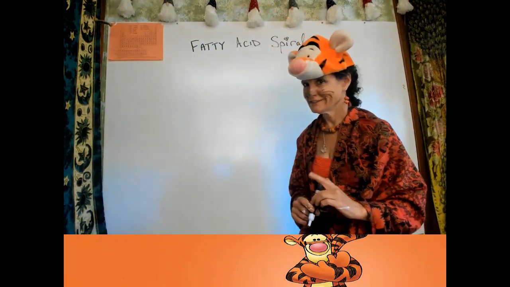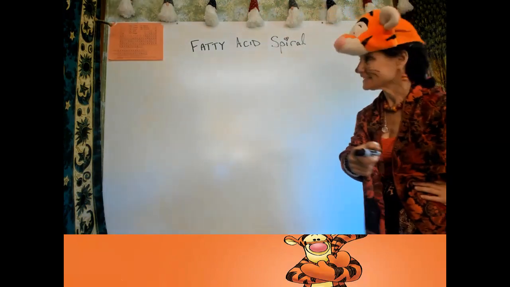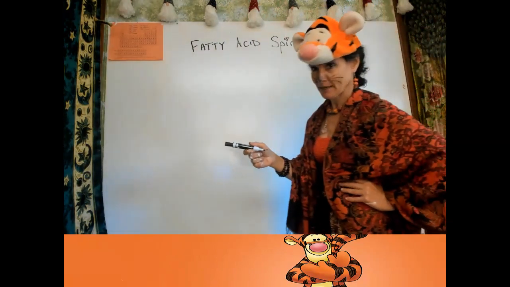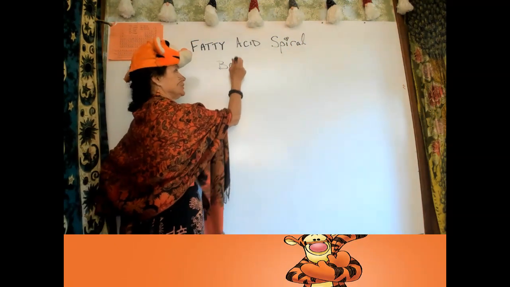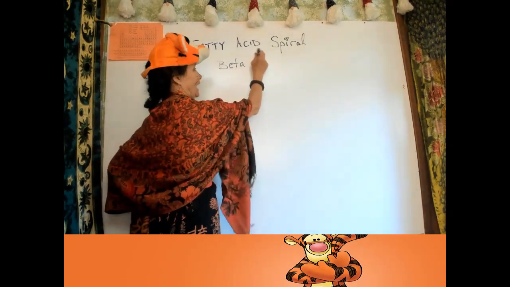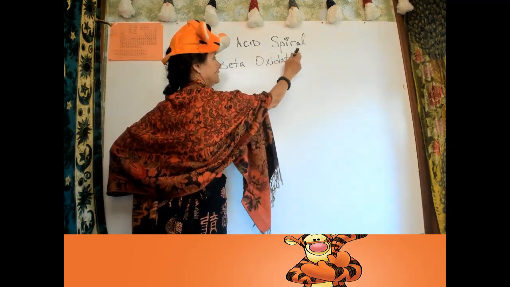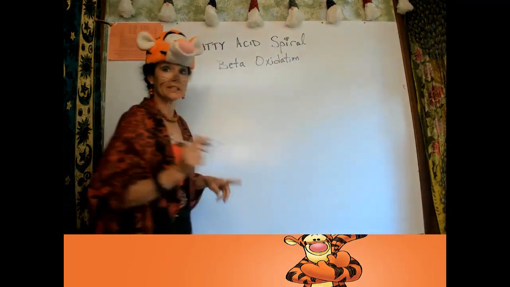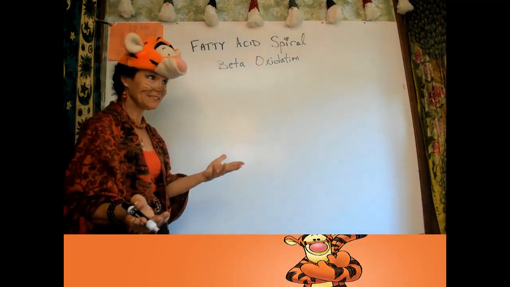All right. We're going to talk about fatty acid catabolism, or the fatty acid spiral, also known as beta oxidation. I don't know what happened to alpha, but it's known as beta oxidation because we're going to oxidize. You all remember what oxidation means?